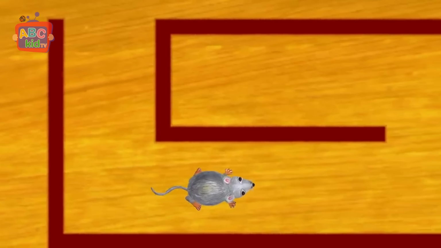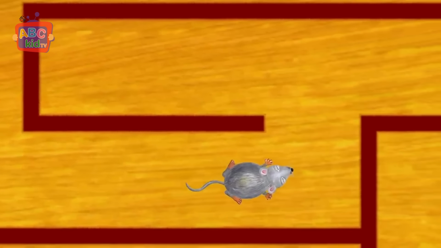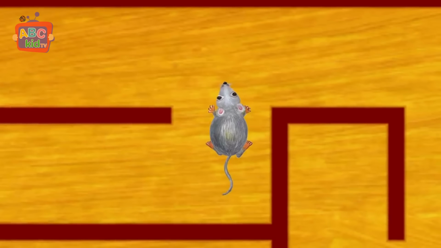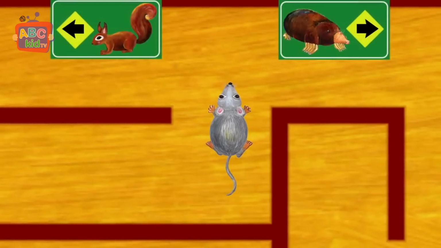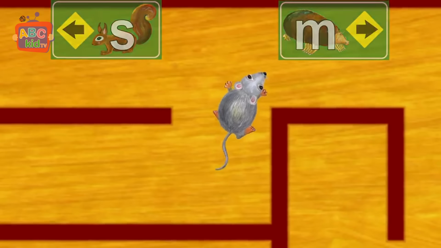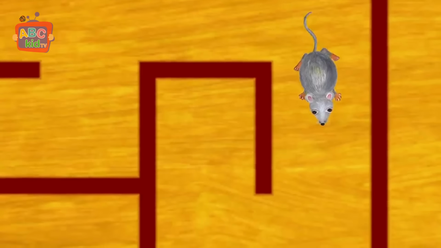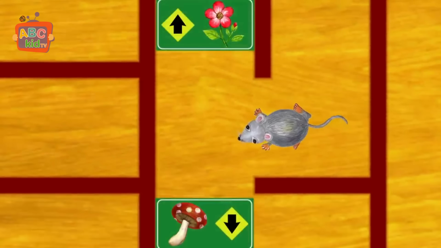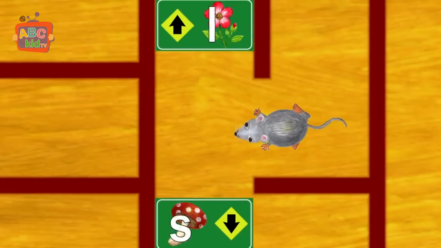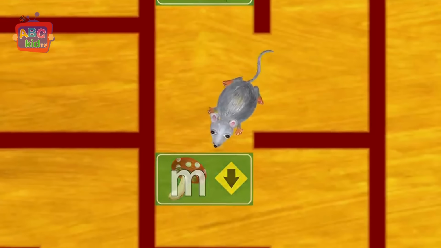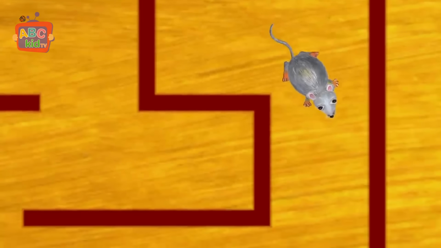We have to follow the things that start with M. Which sign should we follow? The squirrel or the mole? Yes, the mole starts with M. Which sign should we follow? The flower or the mushroom? Yes, mushroom starts with M.